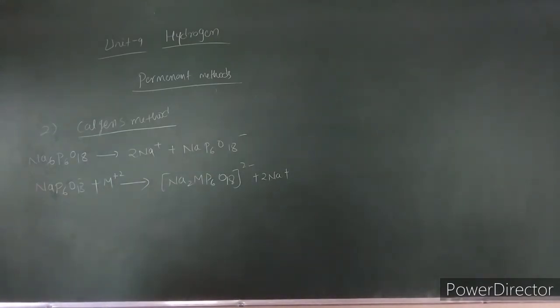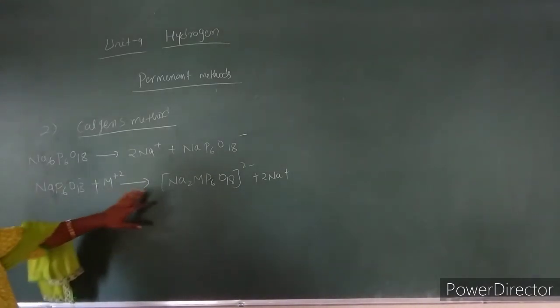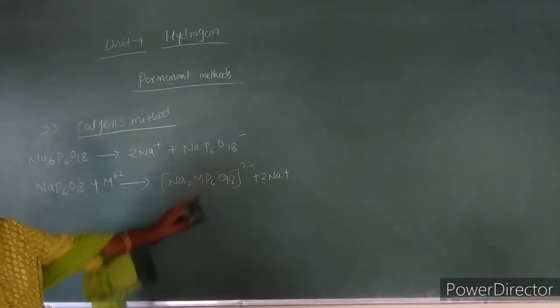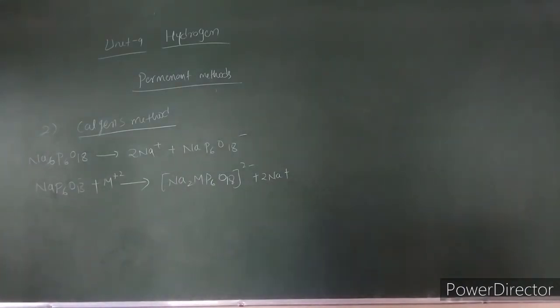So this is the Calgon method. This complex ion will hold up the metal, that is nothing but magnesium or else calcium. So in this way, by Calgon method we can remove the hardness of water. And next one is the ion exchange method.